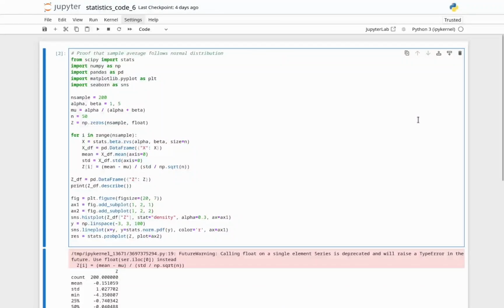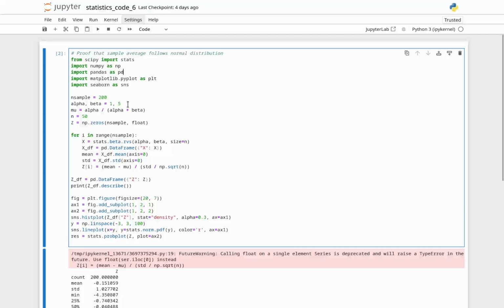Hi. So in the previous code, we have seen that the sample mean of normally distributed data also follows a normal distribution, right? So now let's take data from some other distribution and see whether the distribution of the sample mean again follows the normal distribution. So here everything is the same. We are using the same libraries. We are also using 200 samples.